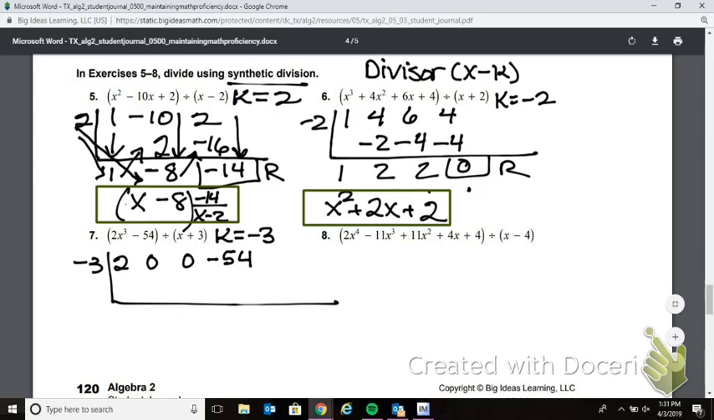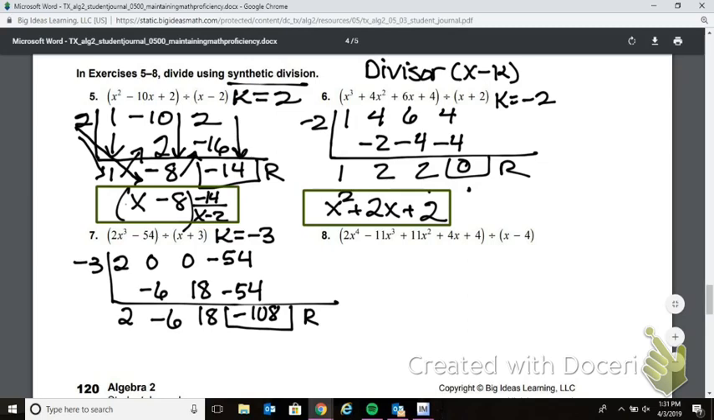All right, we'll start by bringing down our 2. Multiply. Combine. And we multiply again. Combine again. Multiply again. Combine again. Here's your remainder. You getting it? Yeah, the more you do it, it gets pretty easy. This is easier than the long division for most people.